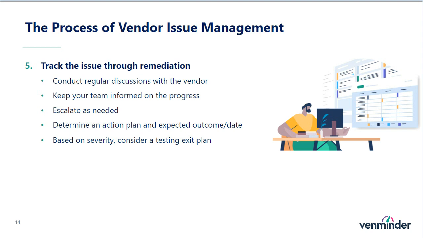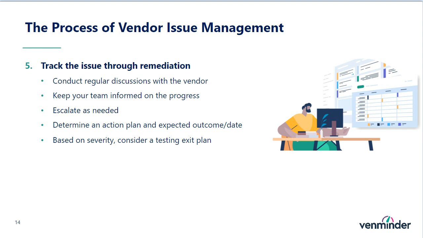Think about an action plan or expected outcome with dates. Who's doing what? When are you expecting it? And certainly tie this back to severity. You might even consider parallel activities like testing an exit plan. You might be getting close to the end of an issue that you're expecting to close, but there's some complications and you're starting to get nervous.